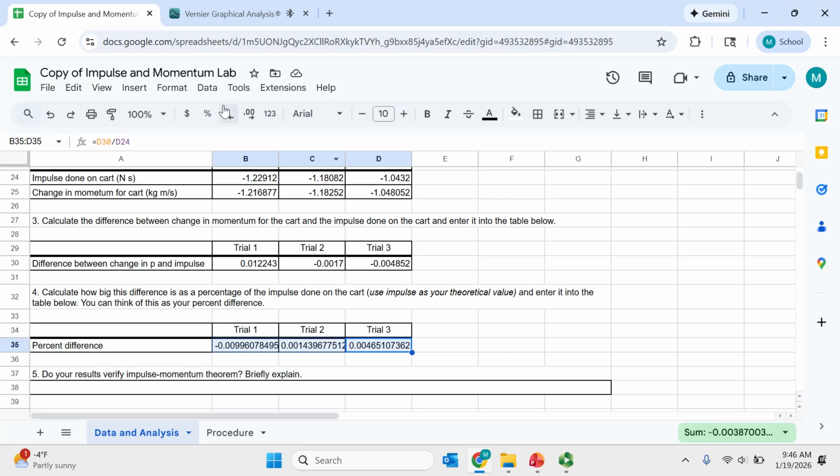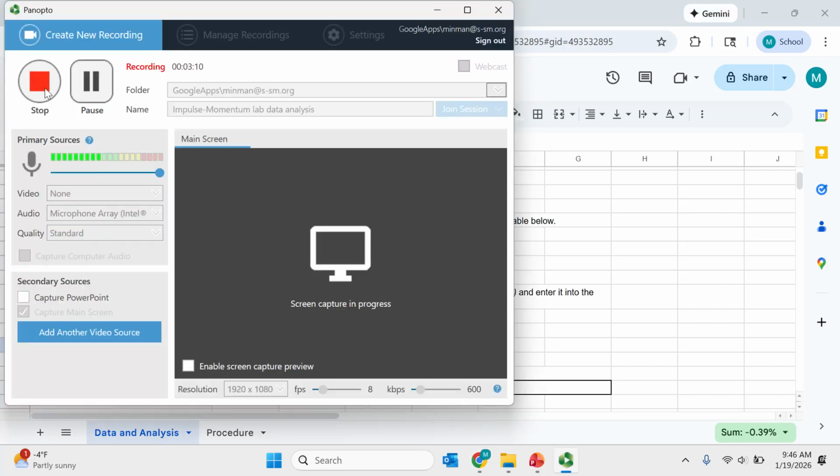If I wanted to change that to percentage, I can go up to percentage here and format it as a percentage, and there we go. It does that formatting for me. So I can say for sure in my experiment that it looks like change in momentum and impulse are the same thing. And so that's how I'd end up doing the analysis portion of the Impulse Momentum Lab.